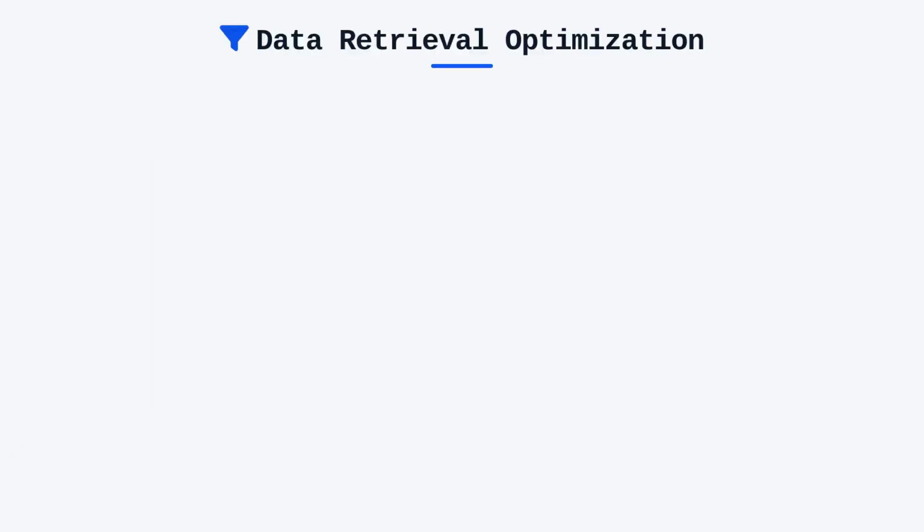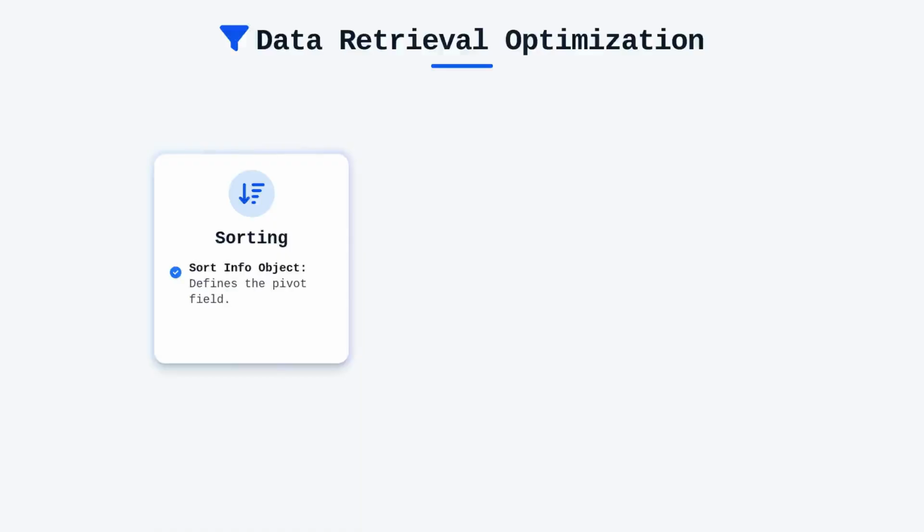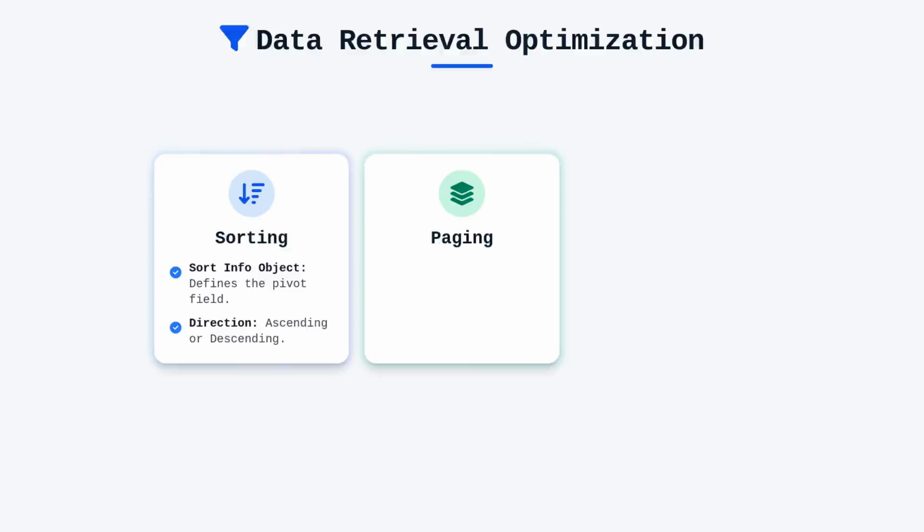Filtering, while essential, is rarely sufficient on its own without a mechanism for ordering the returned dataset. We achieve this by using the sorting parameter, which accepts a sort info object that dictates the field to act as the pivot and the direction of the sort, either ascending or descending. When working with these queries, we must also be aware of the paging info object, which controls how much data is returned in a single batch.